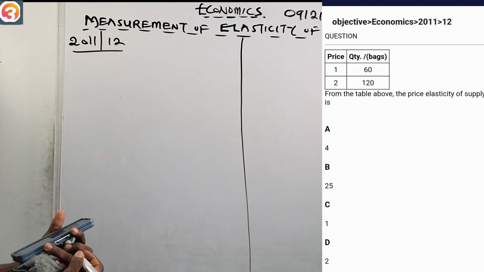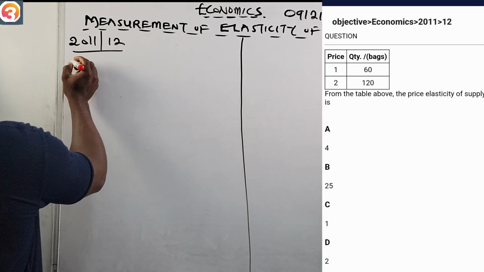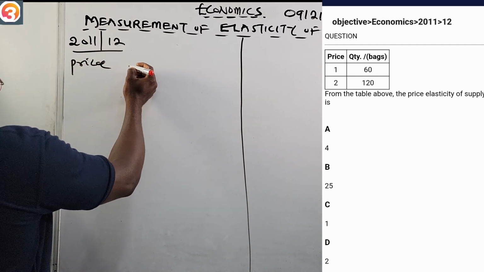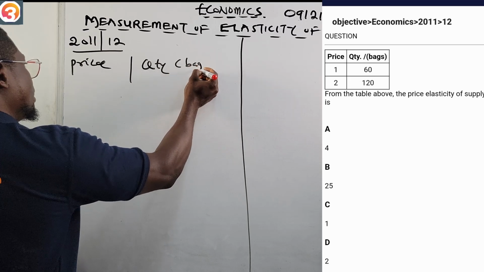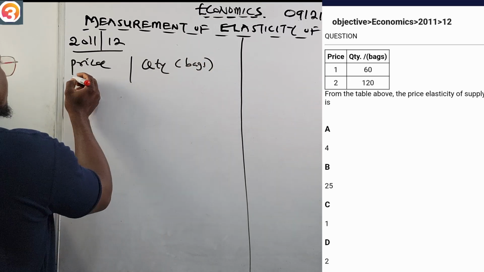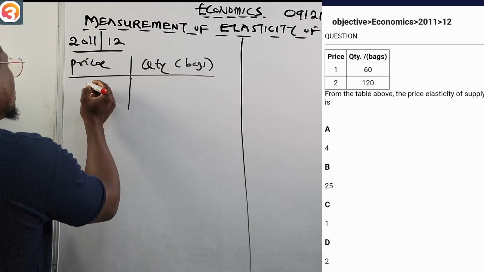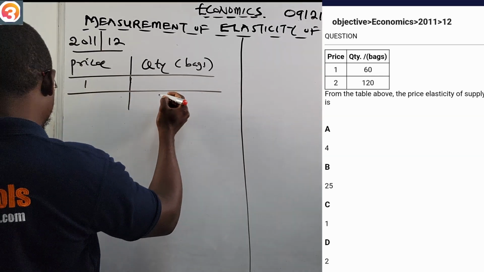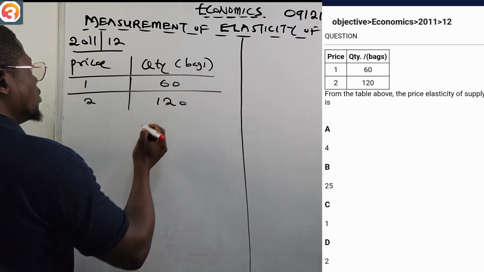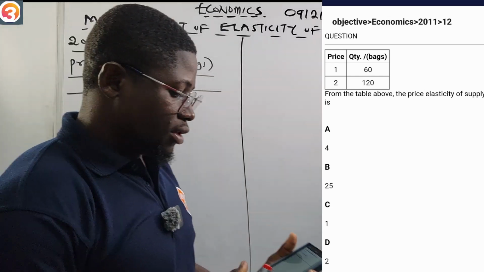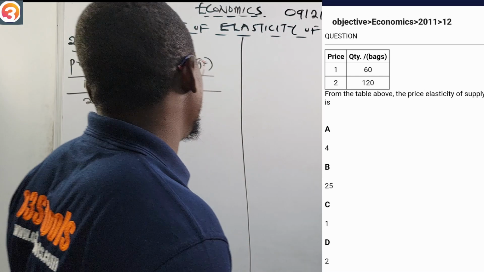So let us calculate. We're given the table, price and quantity. This one is in bags; price, they did not give the unit. When price was 1 naira, the quantity supplied was 60. When price was 2 naira, quantity supply was 120. So let us answer this question first. We'll come back to the other ones.